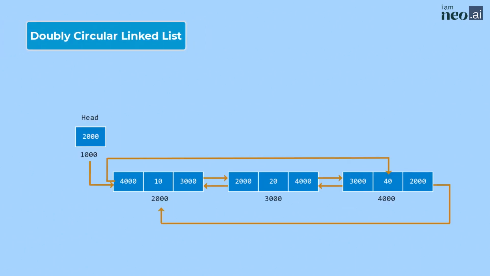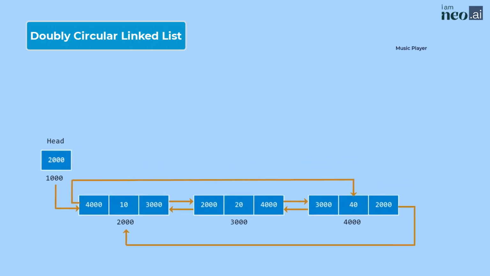When I go for doubly circular linked list, it's the same thing. Instead of having a null at the end, I'll be having the first node address, and in the first node, instead of having a null for the previous node, we will be having the last node address, so that it can form a circular linked list.